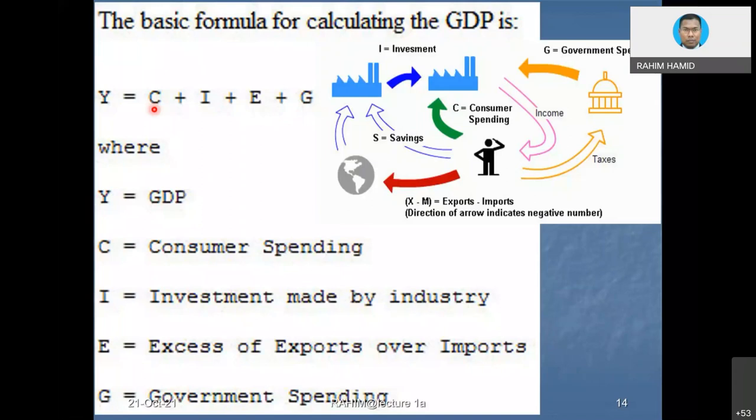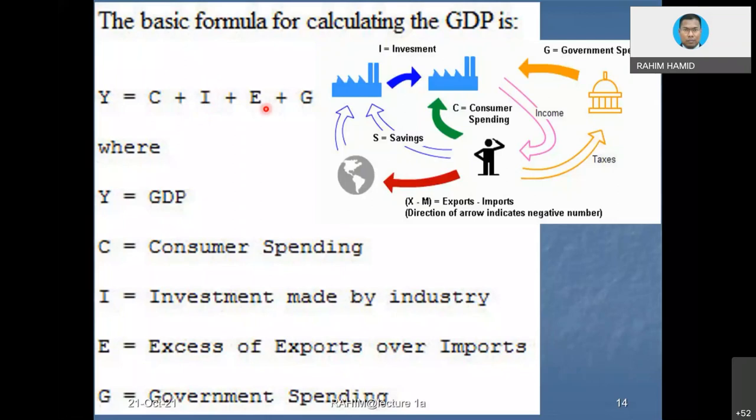Meaning to say, if we as consumers do not keep our money inside the bank, we do spend. So that means the economy is basically running. Then I is basically what? Investment made by industry. Industry basically does invest in order to open up new factories, new housing, new malls, whatever things. So they input money and then the economy is booming again.